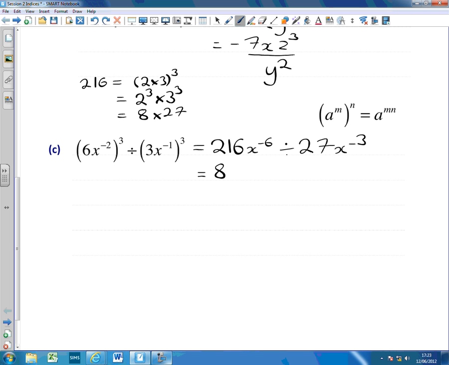So that's 216 divided by 27, and then you've got x to the minus 6. We're dividing by x to the minus 3. The powers are the same base, so we need to subtract our powers. So we need to be careful here. We've got minus 6. We're subtracting because of the division, but the other power is minus 3. So this becomes a plus. So it's going to be minus 3 there. Incidentally, we could write the x on the bottom. We can ditch that negative and write it as a nice x cubed on the bottom.